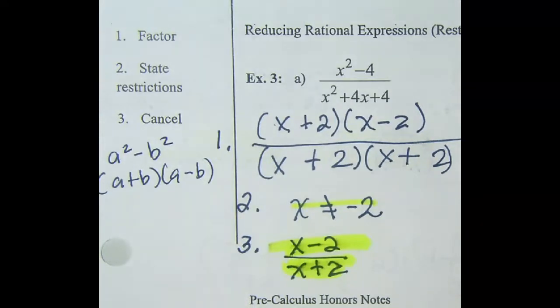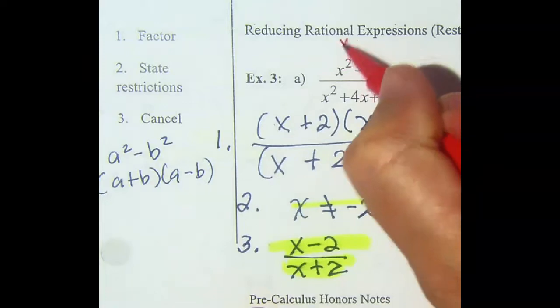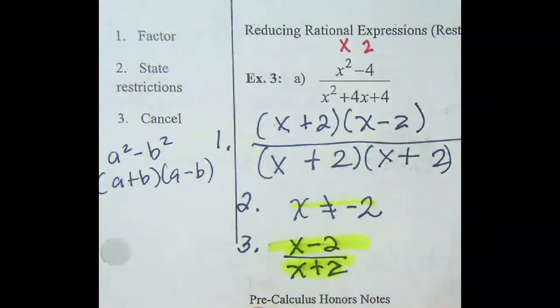If you're wondering what a and b are, the x is the a and the 2 is the b. It's the number that you're squaring. So it factors as x plus 2, x minus 2. On the bottom, we have what's called a perfect square trinomial, and it ends up factoring as x plus 2, x plus 2. Quick review on factoring.